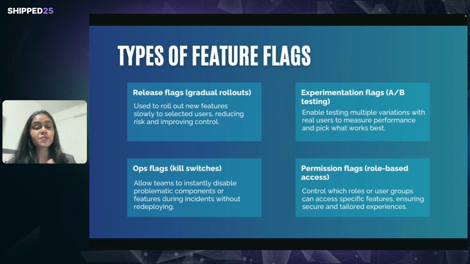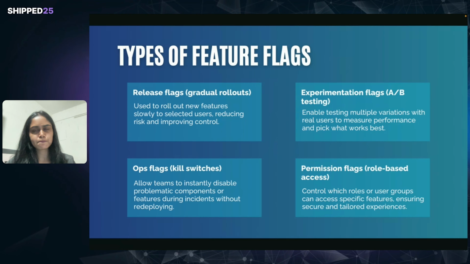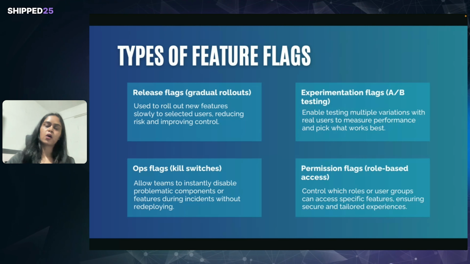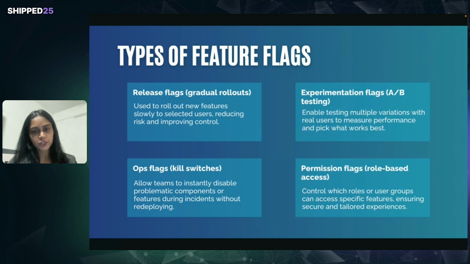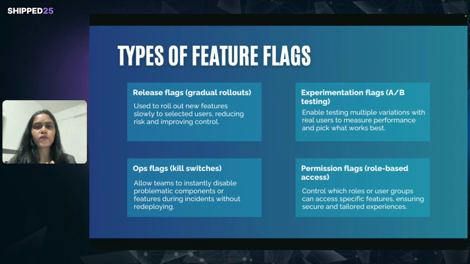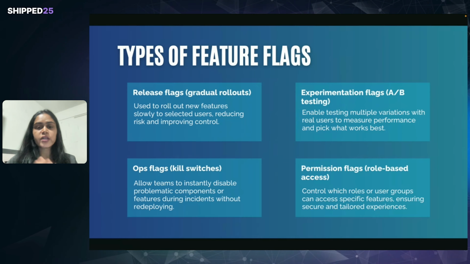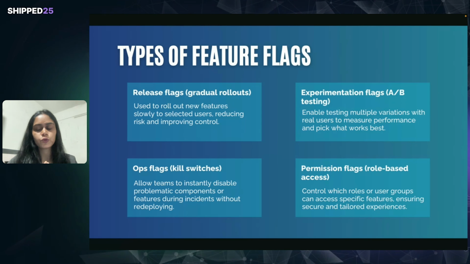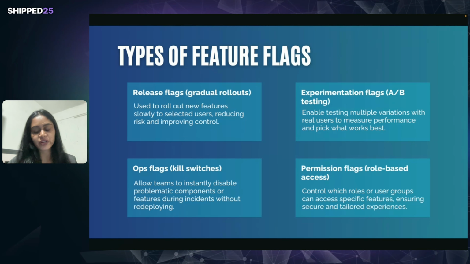Then we have experimentation flags as a second type. These are basically A/B testing toggles. Experimentation flags allow you to expose two variations of the same feature to different user groups. You can imagine you have version A of your home screen for one group, and version B for another group, and you see whichever performs better. This is how you can improve the conversion rates. So this is how this second type works.